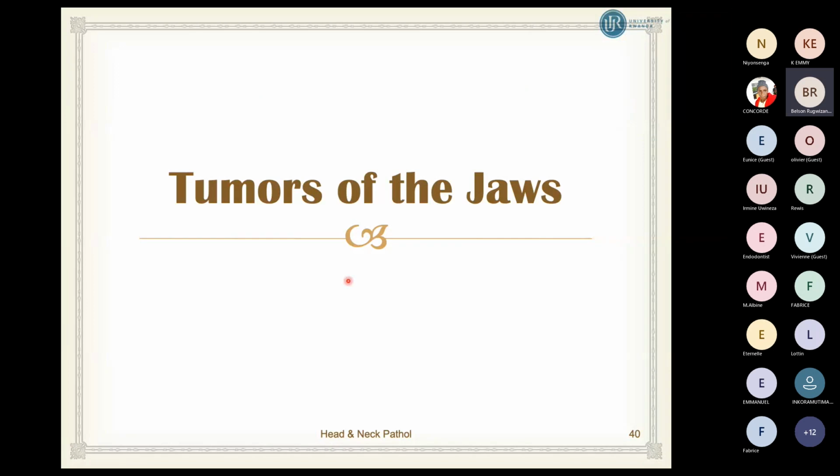So that's all for this part. Any questions so far? For this cyst, developmental cyst? Question? Yes? About pseudocysts. Sorry? About pseudocysts. Yes.